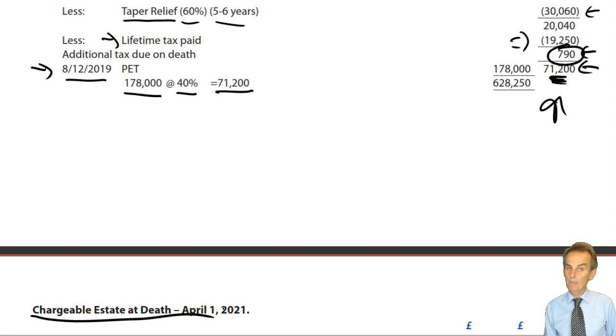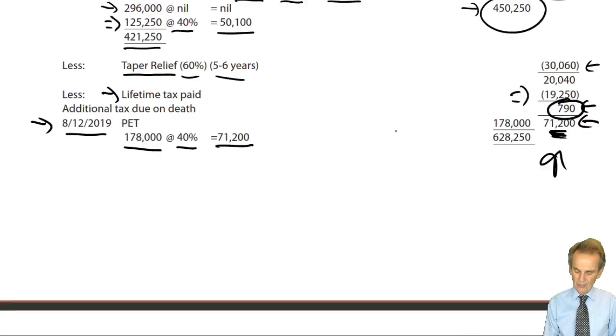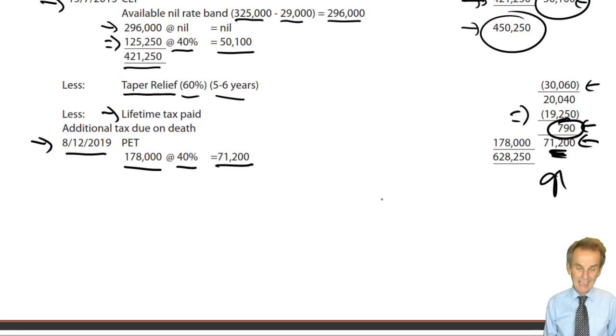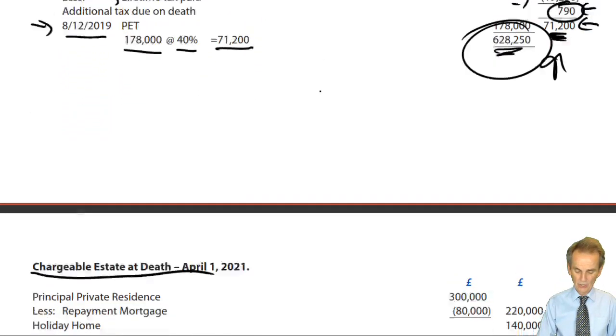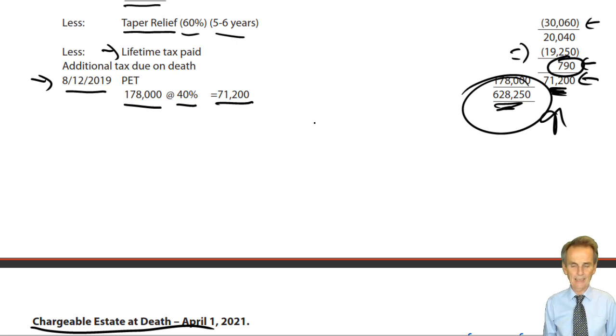Just get your calculator out, make sure you use it very carefully, of course. List out the values of the assets, take out any debts or liabilities, take out any exemption. Don't forget the spouse exemption here in terms of what was left to her by Joe. Get the chargeable estate. You will then know that given that in the 7 years before the date of death you had that amount of transfer, clearly there is no nil rate band that still remains to go against the chargeable estate at death.